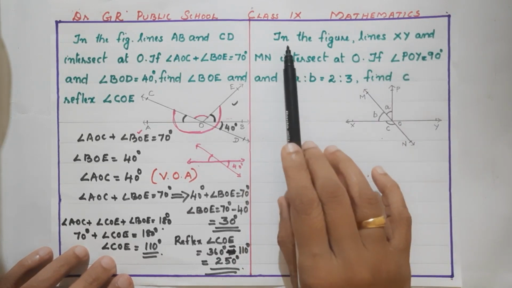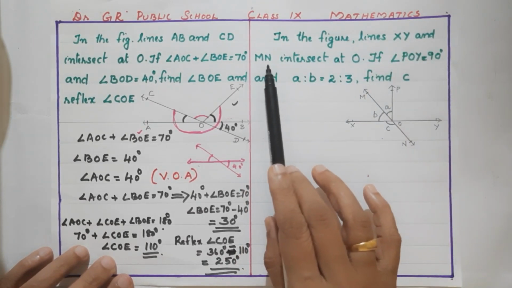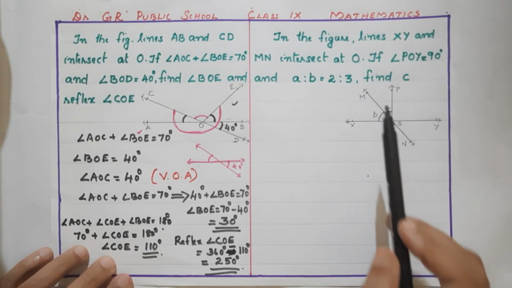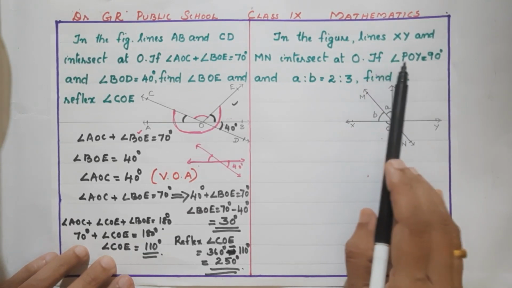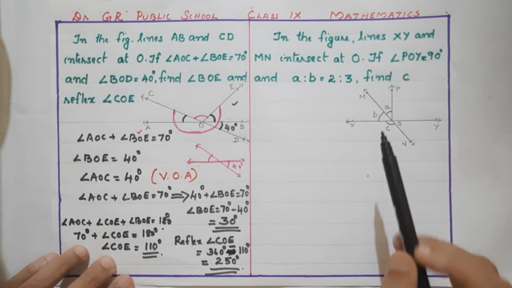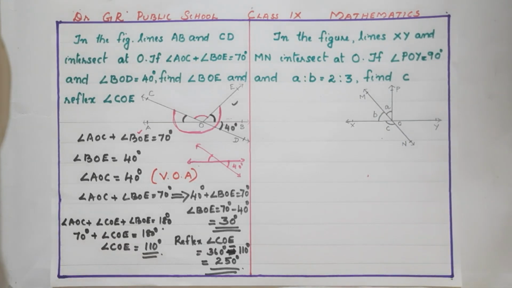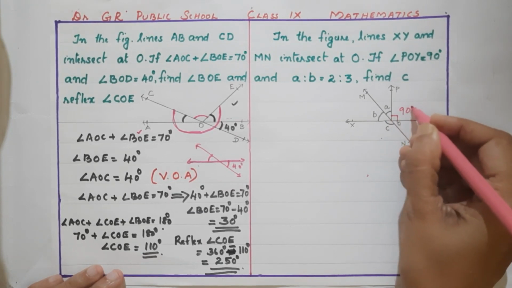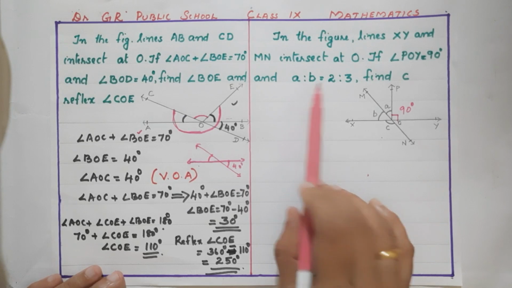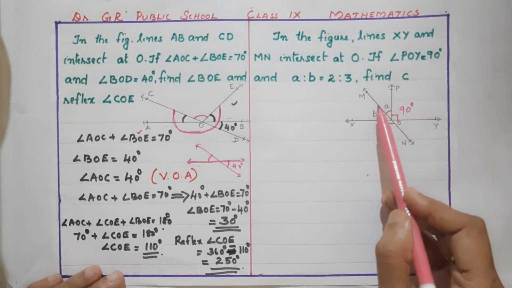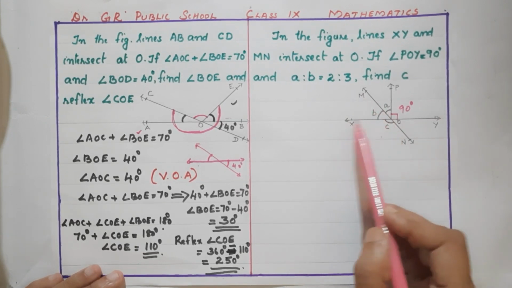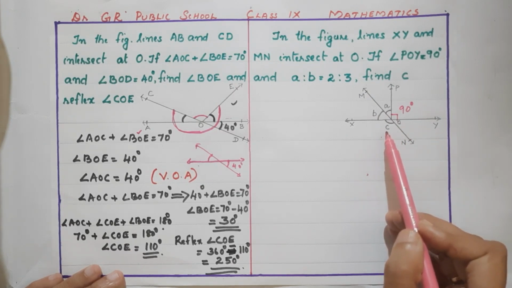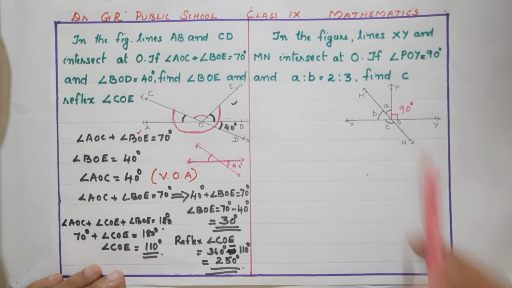Now come to the next question. In the figure, lines XY and MN intersect at O. If angle POY is equal to 90 degrees, and A is to B, where A is the measurement of this angle and B is the measurement of this angle XOM, we have to find the measure of C. C means the measurement of angle XON.